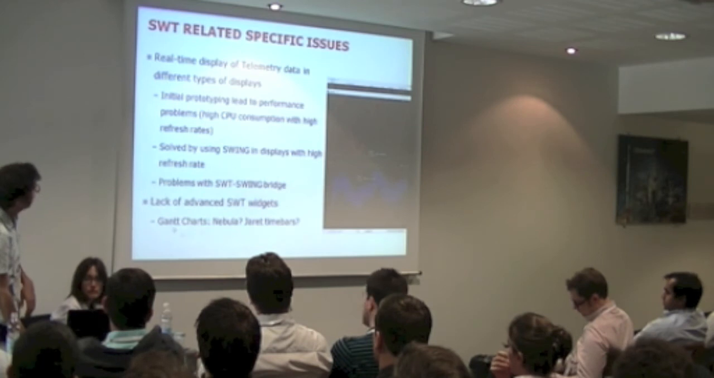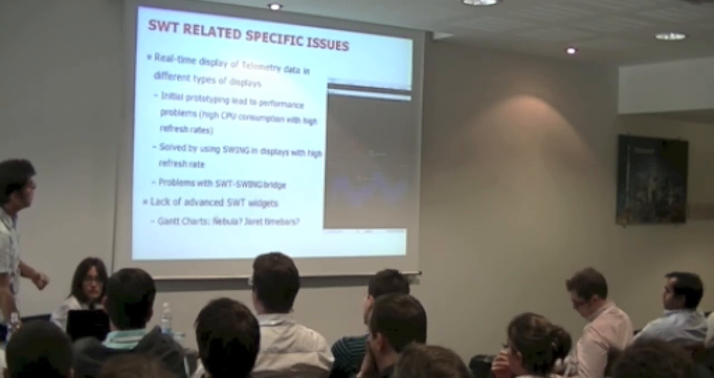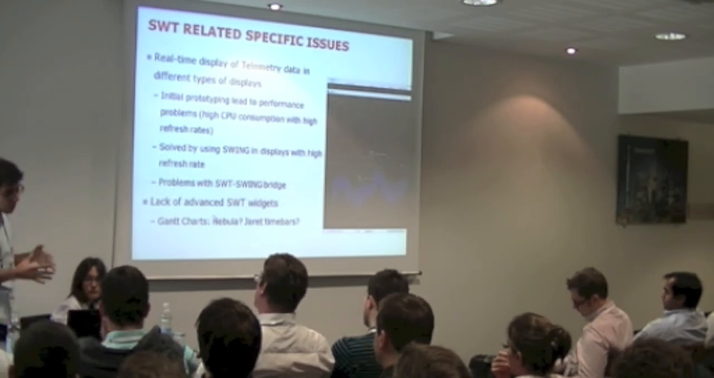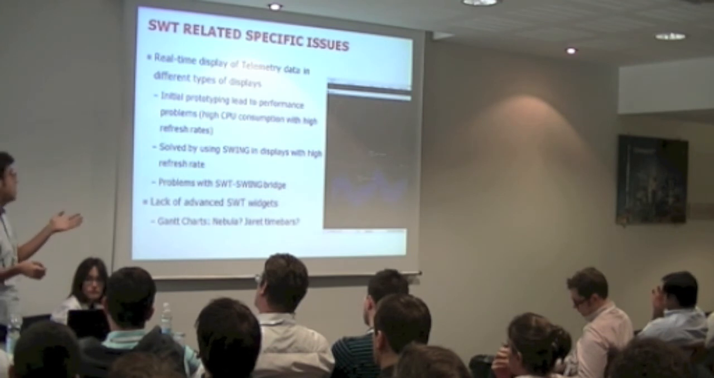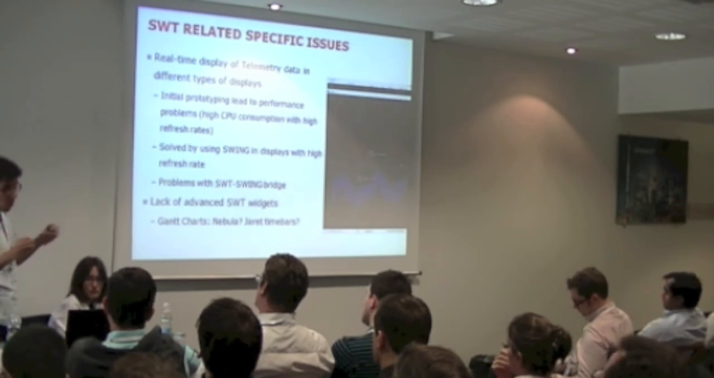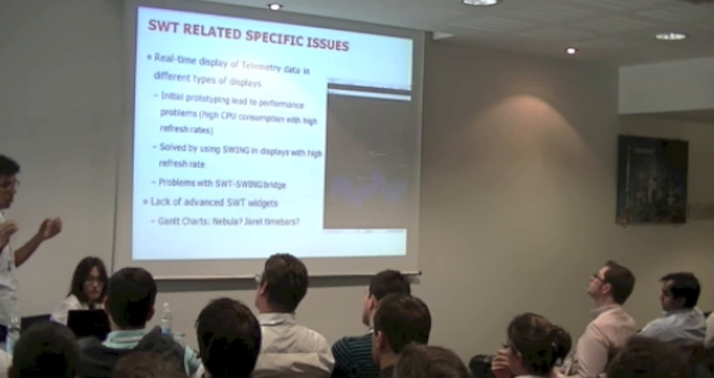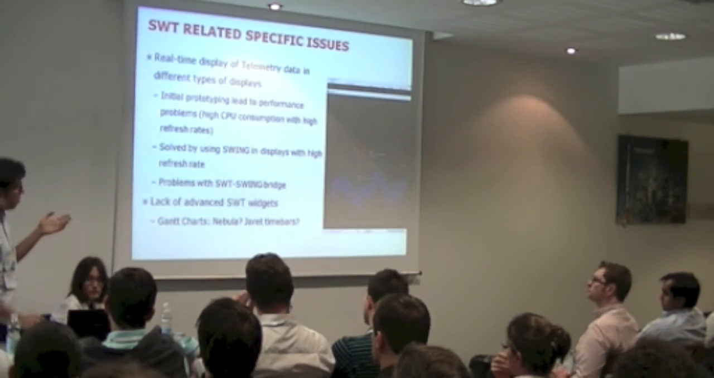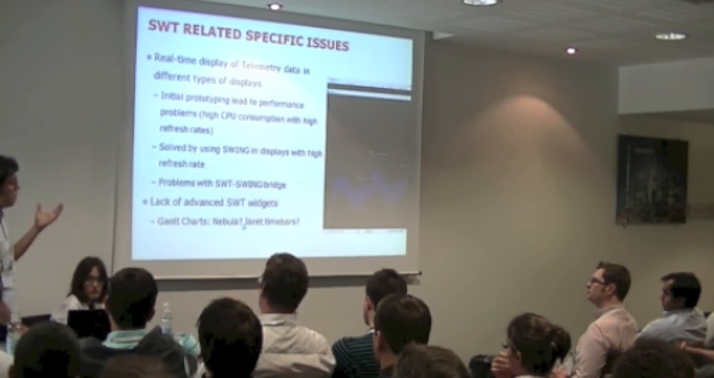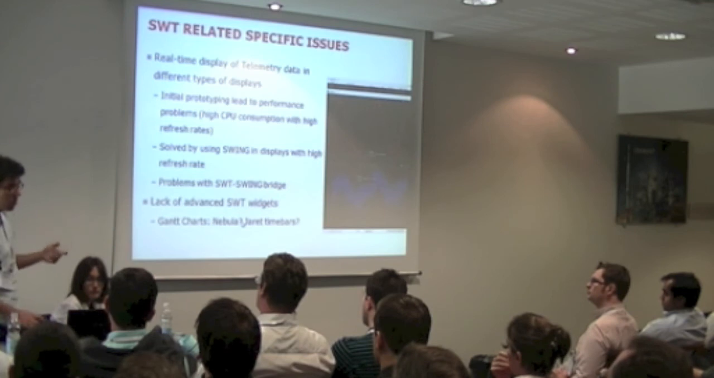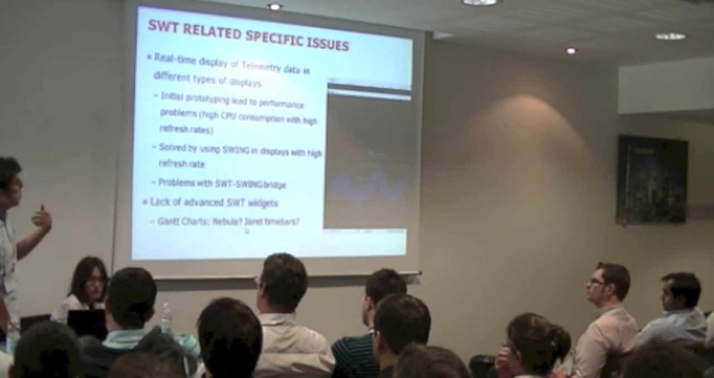And finally, regarding SWT, it's maybe a minor issue. We found that sometimes you lack advanced widgets if you want to represent complex information. A sample of this is the Gantt charts for presenting events in time. For years, our only alternative here has been the use of the Nebula Gantt chart. It's a widget in the Nebula project. It has been developed for years, and now we are considering moving to another technology, GEF.